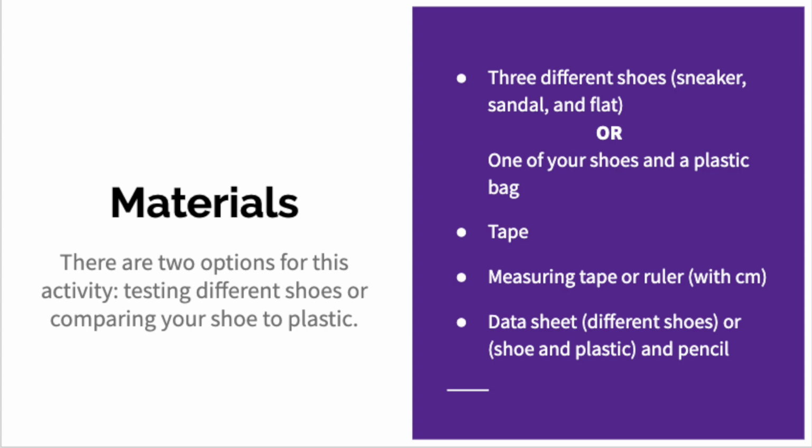For both options, you will need tape, measuring tape or ruler, hopefully with centimeters, and if you'd like to record using the datasheet, the correct datasheet for which option you choose, and a pencil. You can always go paper-free if that works better for you. I plan on testing different types of shoes to see which one would be best for walking on a slippery surface. So I have my materials: a sneaker, a flat, and a sandal. Now, either option you choose, you're also going to need some masking tape. So I have my tape and a tape measure or a ruler. That way you can measure how far your shoe actually slides.